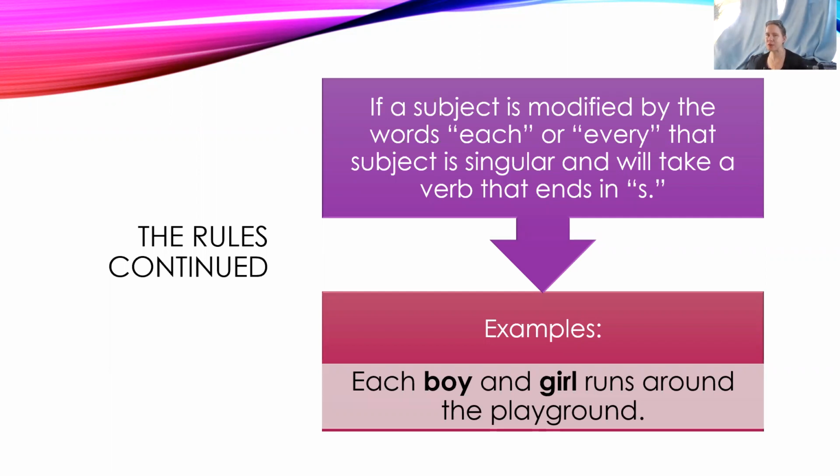It means that even though we have the word and, we also have a word that notes that you're examining each subject separately. Because you're looking at each individual boy and each individual girl, the subject is singular. The verb needs to have an S in this case.